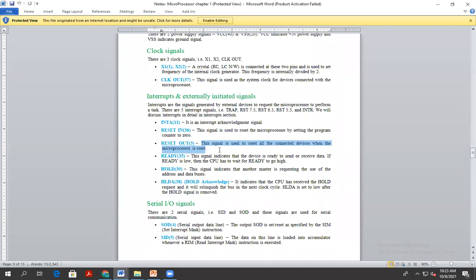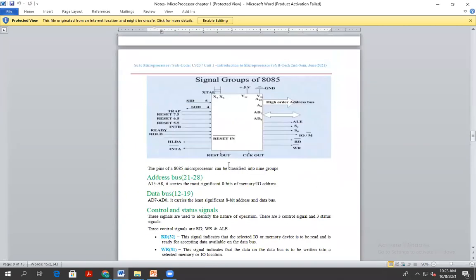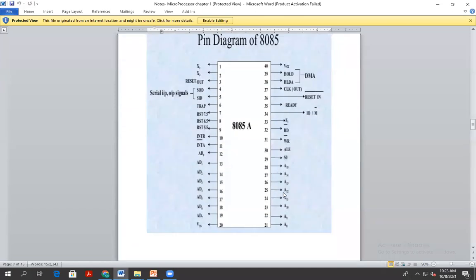Got it? Yes, sir. Okay. Is there any more question about this diagram? Is there any more question, please? You be concentrated on the class and make yourself perfect here only.